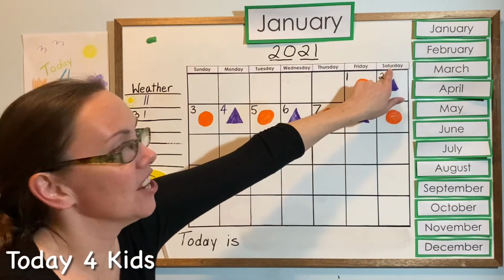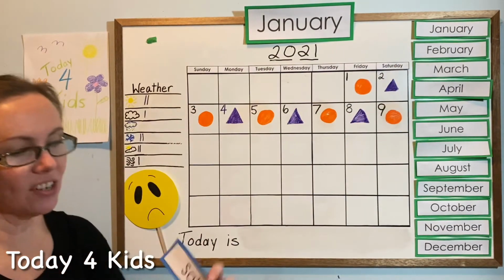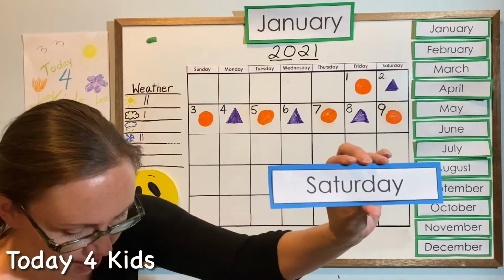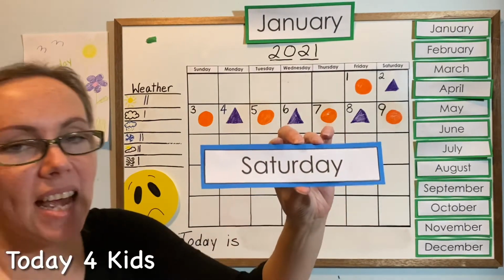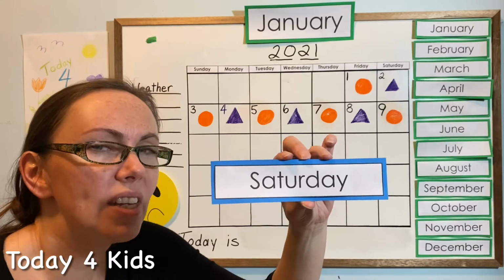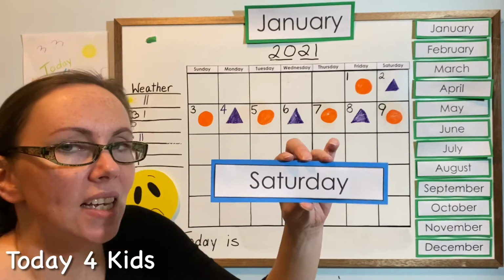So let's go back to our day and go up. It's Saturday. So here's our Saturday card. And what do you see on there? At the beginning of the word Saturday is an S. An S sounds like S. Can you make an S sound? Can you say S? Pretend you're a slithery snake.